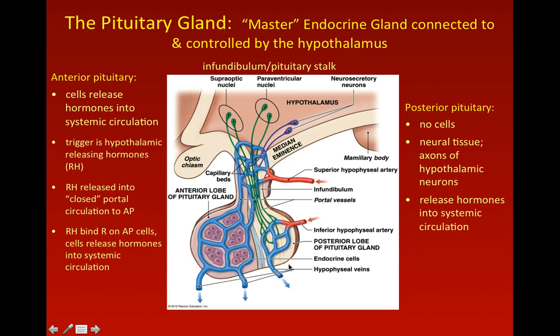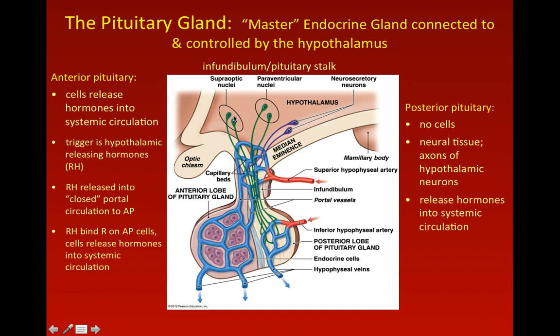The posterior part of the pituitary gland is very different. There are actually no endocrine cells there, so it's not the same kind of tissue as any other endocrine gland, and it's a different kind of tissue than the anterior pituitary. The posterior pituitary is made of neural tissue, so it's the same as the brain. And it only contains axons of neurons that live in the hypothalamus.